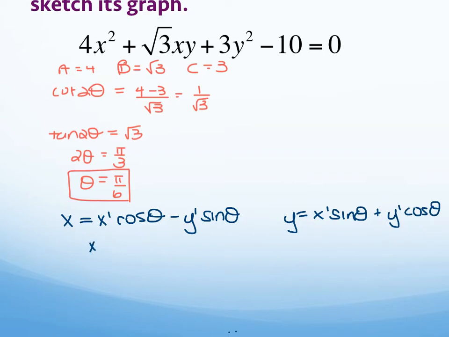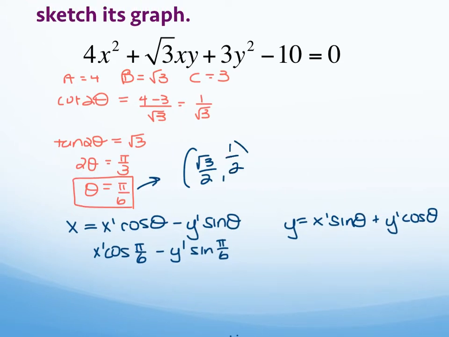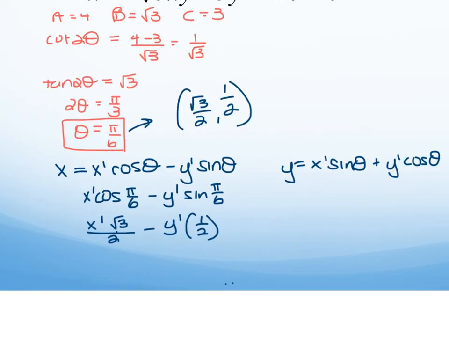So x prime times the cosine at pi over 6 minus y prime times the sine at pi over 6. You should also know at pi over 6 that your point is root 3 over 2 and 1/2. So do that carefully or everything here on out is wrong, right? So this would be x prime times root 3 over 2 minus y prime times 1/2, or root 3 x prime minus y prime all over 2.